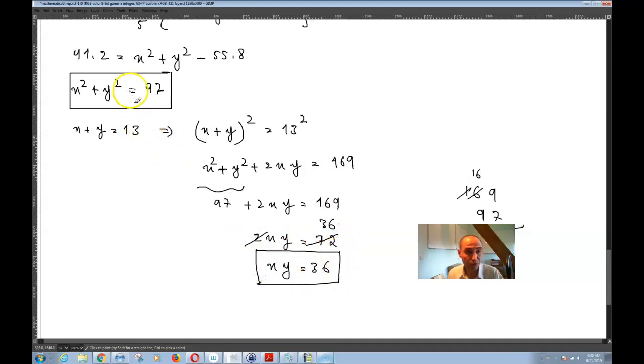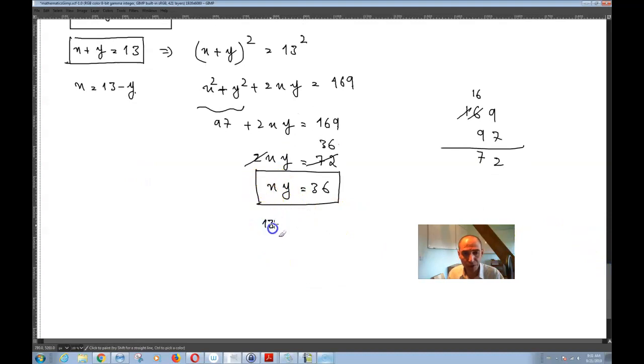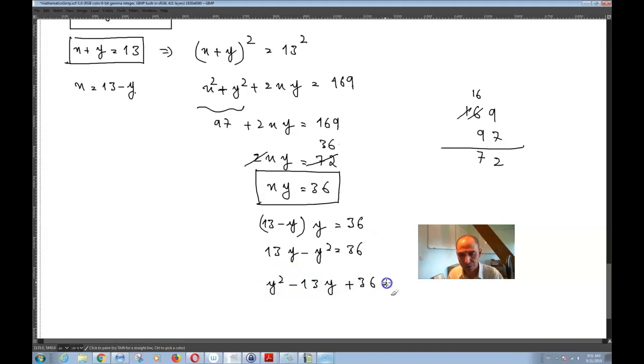Now I know that x plus y is equal to 13 and xy is equal to 36. So I can, for example, write x is equal to 13 minus y. And so over here I can write 13 minus y times y is equal to 36, or 13y minus y squared is equal to 36. Or take everything to the other side, so y squared minus 13y plus 36 is equal to 0, and then solve this equation to solve for y.